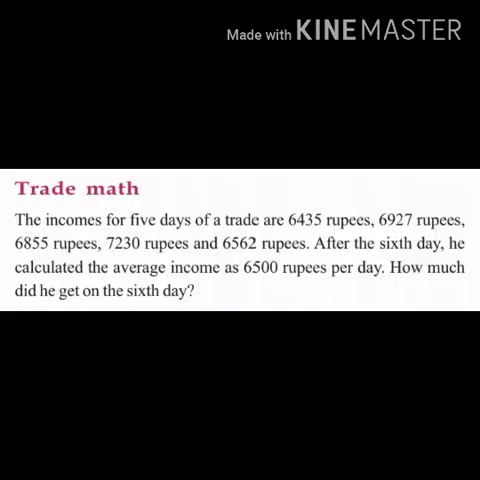Next is trade math. The income for 5 days of a trade are 6,435 rupees, 6,927 rupees, 6,855 rupees, 7,230 rupees, 6,562 rupees. After the 6th day, he calculated the average income as 6,500 rupees per day. How much did he get on the 6th day? That's our question. Just do that.